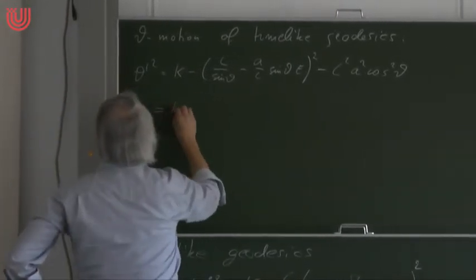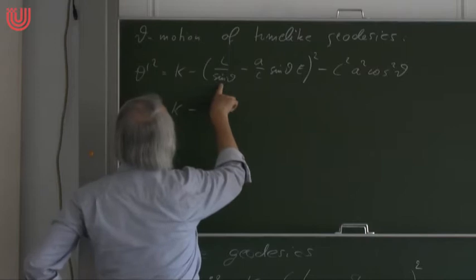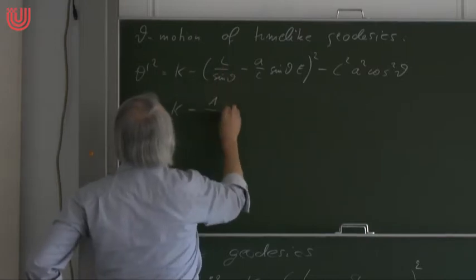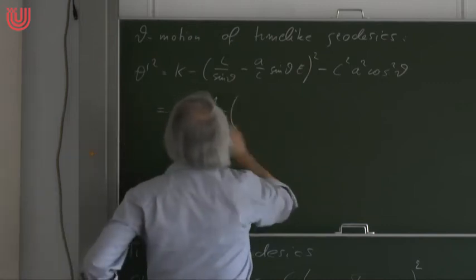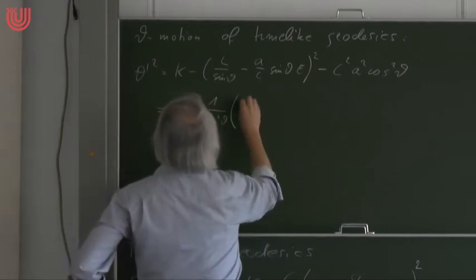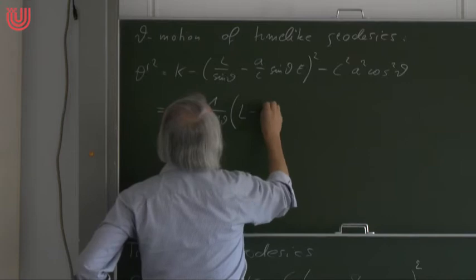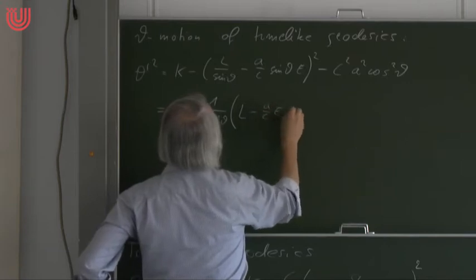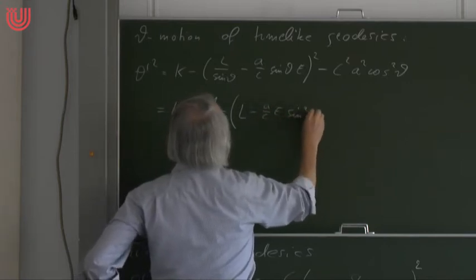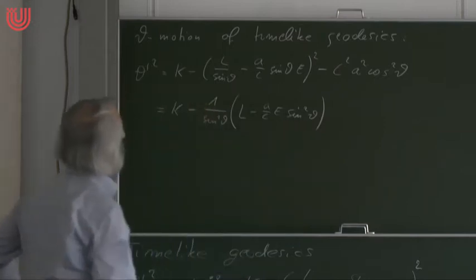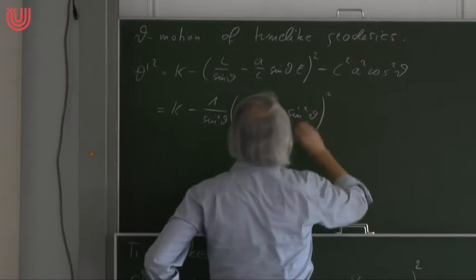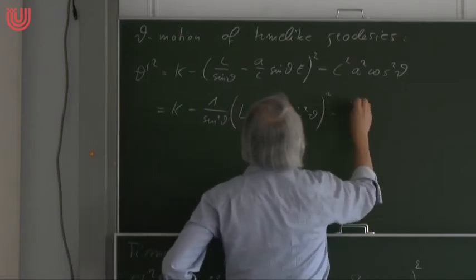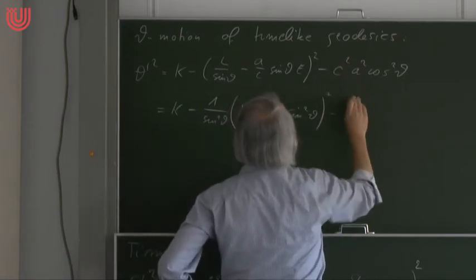So I pull 1 as a factor in the denominator out of the bracket, then I have a sine squared theta here. And inside the bracket I have L minus A E over C sine squared theta, which can be easily expressed in terms of cosine. And I will do this in a minute. That's the C, speed of light.